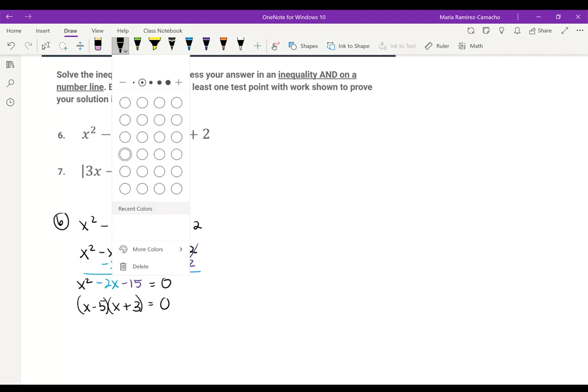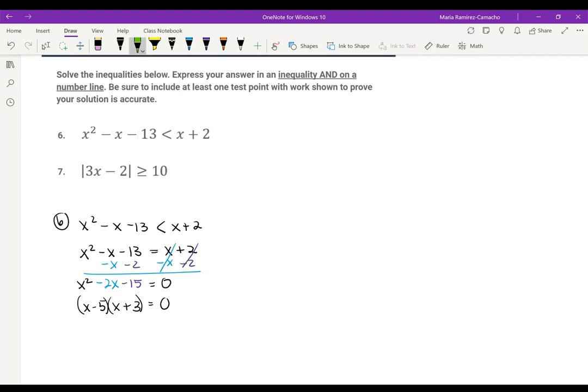And then from here, we can use the zero product property and set each factor equal to 0. x minus 5 equals 0, x plus 3 equals 0. Solve these two equations, we get positive 5 and negative 3. Actually, I won't box these in. These are just the boundary points.